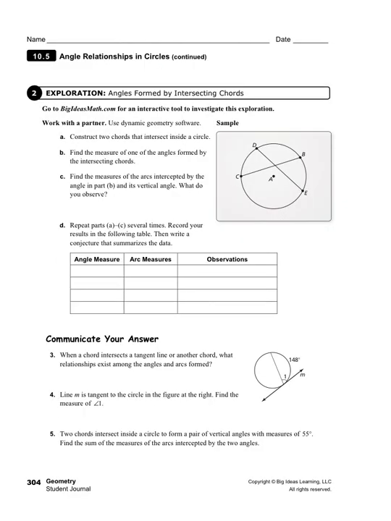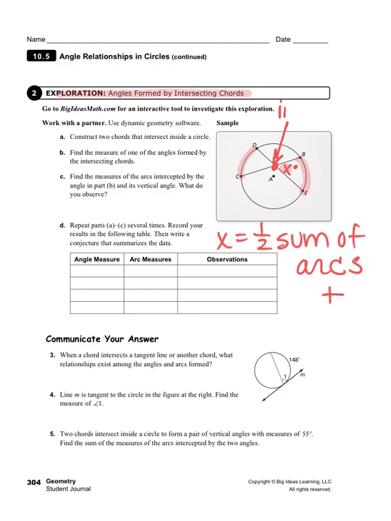Our second exploration looks at angles formed by intersecting chords. You'll see you've got two chords that intersect. So if you're looking for angle X, that's going to be 1/2 the sum of the arcs. Sum tells us to add, and the way we know that is the vertex is inside the circle, but not on the center, just inside the circle.